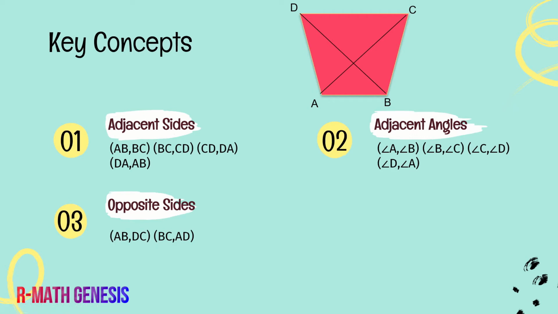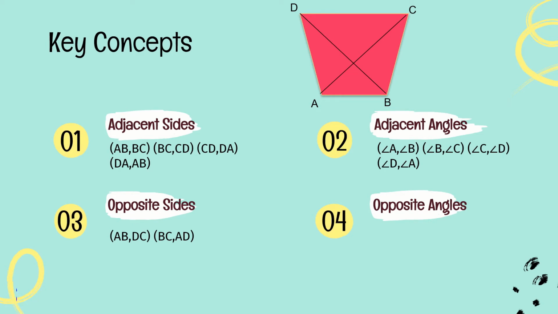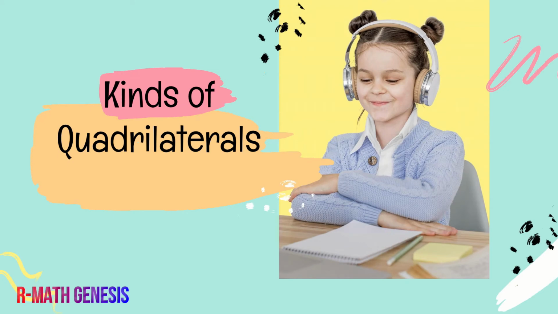Next comes the opposite angles. If two angles of a quadrilateral do not have a common arm, they are called opposite angles. So here what are the opposite angles? Angle A and angle C. The other one is angle B and angle D. These are the opposite angles. Next, now we'll discuss the kinds of quadrilaterals.